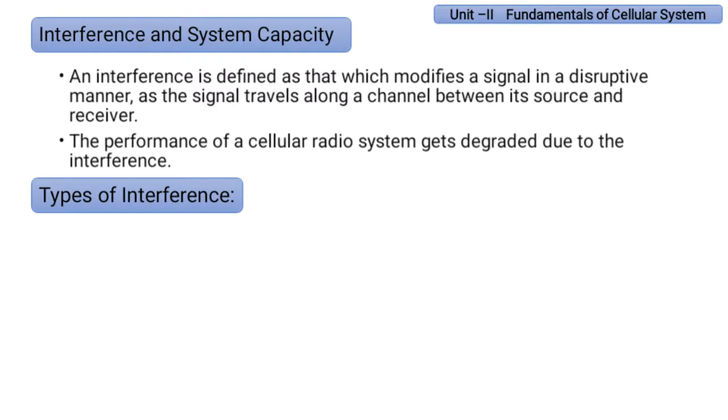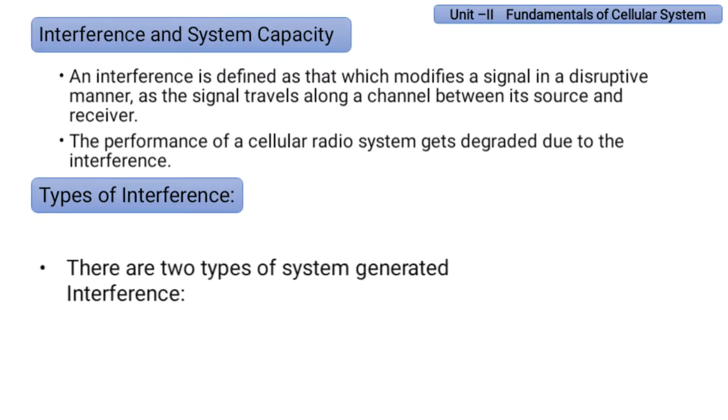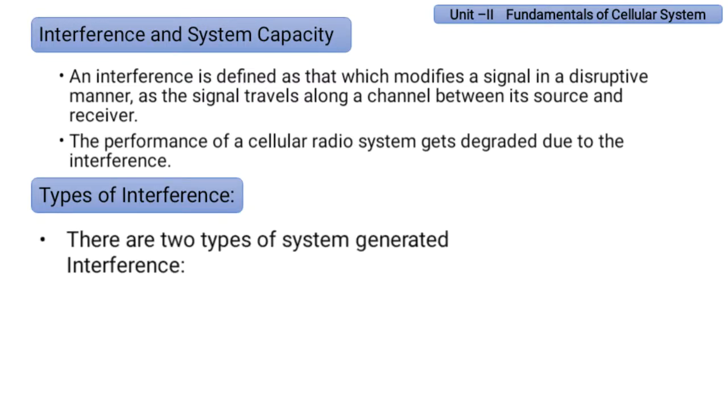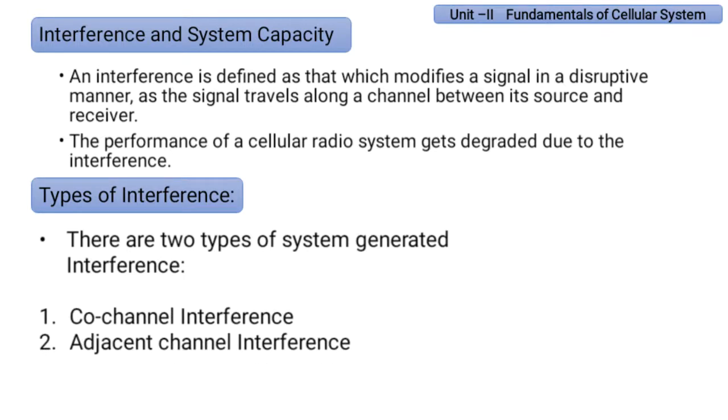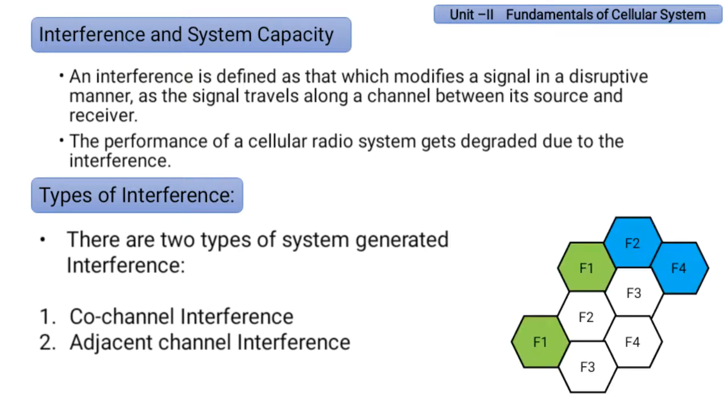So, what are the types of interference? We already saw these types in the last video lecture, so let us revise them once again. There are two types of system generated interference. The first one is co-channel interference and the next is adjacent channel interference. You all know this diagram. This is the cluster of four different frequencies, N is equal to 4, so F1, F2, F3, F4.